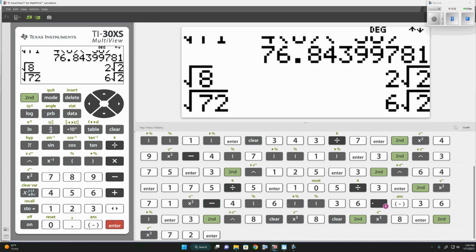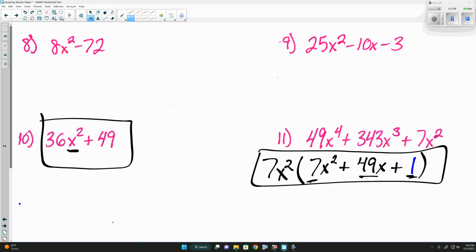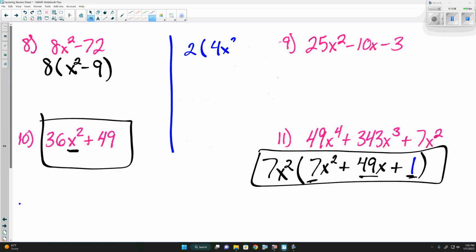That one's not a perfect square, but they do both have the square root of 2 when we take it, yes? So let's look back here. Is there a greatest common factor between 8 and 72? What is it? 8. Because if I factor 8 out of 8x squared, we're left with x squared minus 9. A 2 would work too. Because if I factor the 2 out, you don't have to write this down, I'm going to put it over here. We would have had 4x squared minus 36.